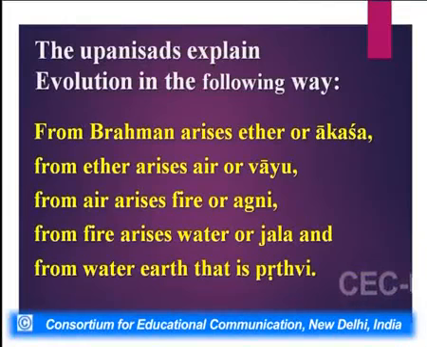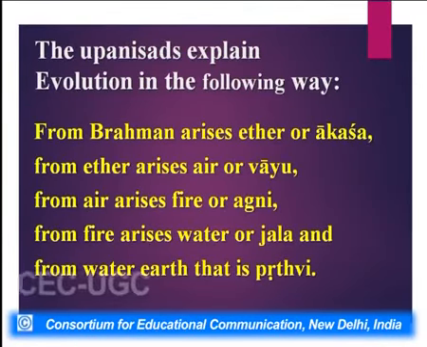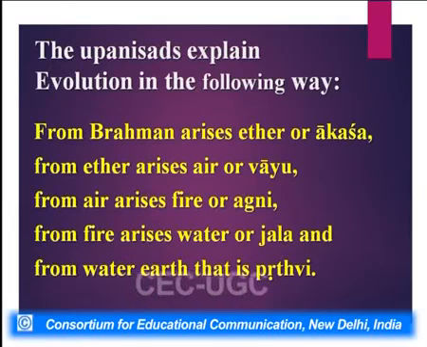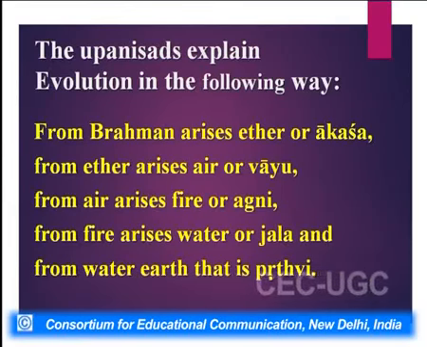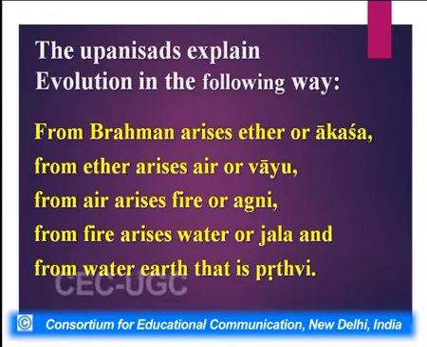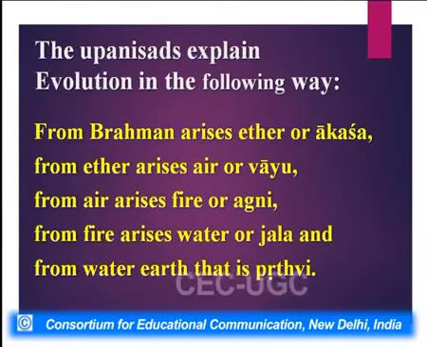Now, the Upanishads explain evolution in the following way. From Brahman arises ether or akash. From ether arises air or vayu. From air arises fire or agni. From fire arises water or jala. And from water, earth, that is Prithvi.